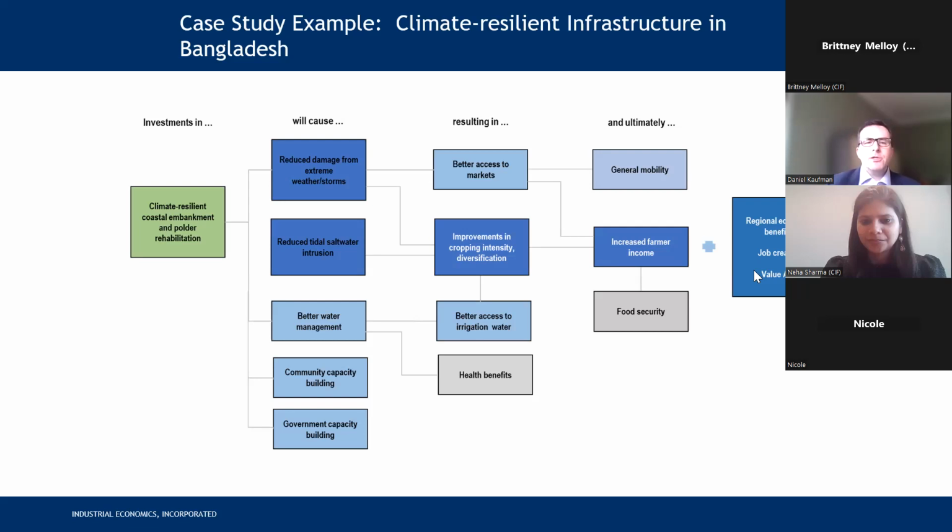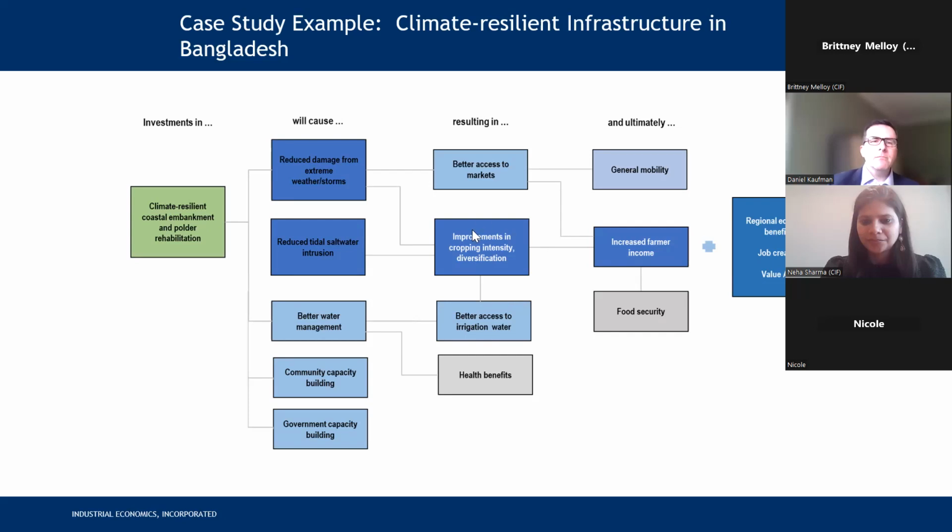So this impact diagram shows how investments in climate resilience infrastructure lead to first-order outcomes, and then the development benefits that can result from the first-order outcomes. So here we see that investments in climate-resilient coastal embankments and polder rehabilitation, the infrastructure investments, first of all, reduce flooding from sea level rise. The reduction in flooding from sea level rise protects farmland from extreme weather and saltwater intrusion, which can otherwise inundate and ruin the crops. The protection from extreme weather and saltwater intrusion results in improvements in cropping intensity and more diversified and profitable crops, which ultimately results in increased farmer income and economic benefits.